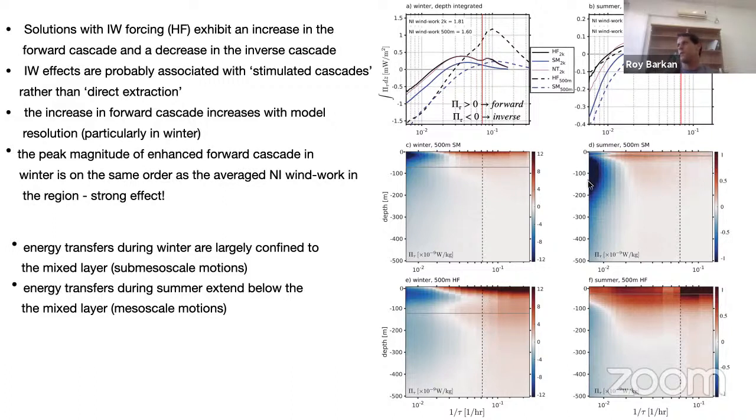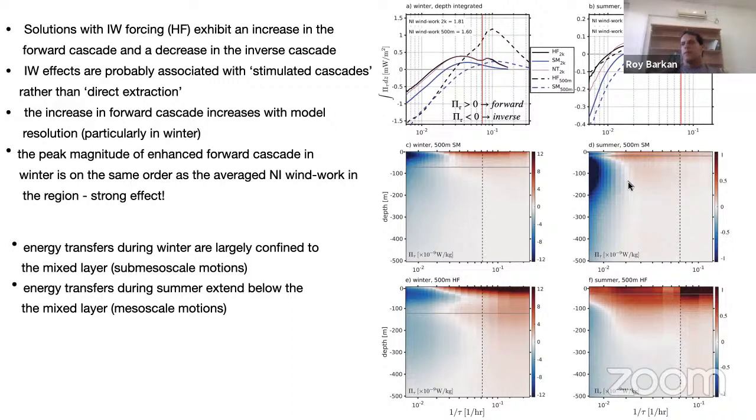In summer, however, you can see that the signature extends much deeper. Note that there's a very big difference in the color bars here. That extends well below the mixed layer. And so this inverse cascade here, which probably appears more to the left, is probably associated with more standard mesoscale geostrophic inverse energy cascade.